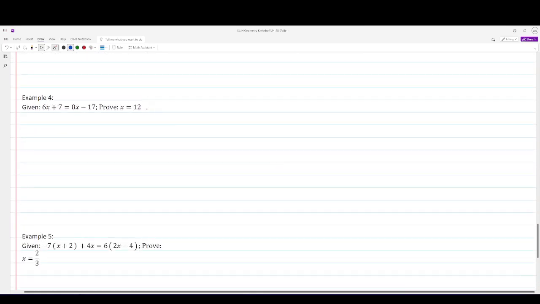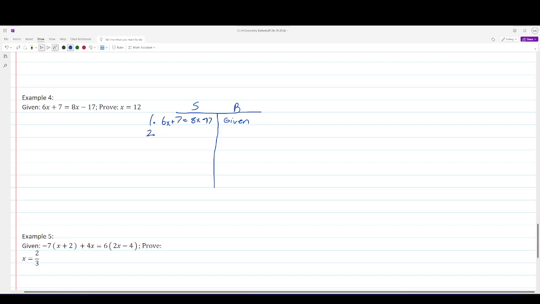Example 4. Again, there's multiple ways to work these, especially as the algebra gets more involved. Like when there's more steps, that means there's more ways you could go about working it. I'm just going to do one way here that's going to let me illustrate something new. 6x plus 7 equals 8x minus 17. This is given.